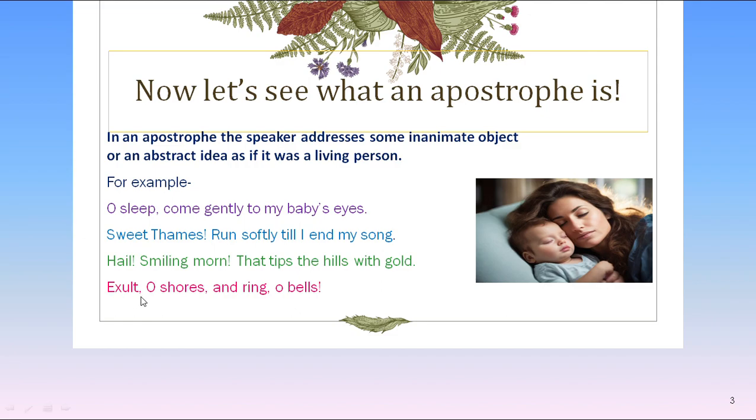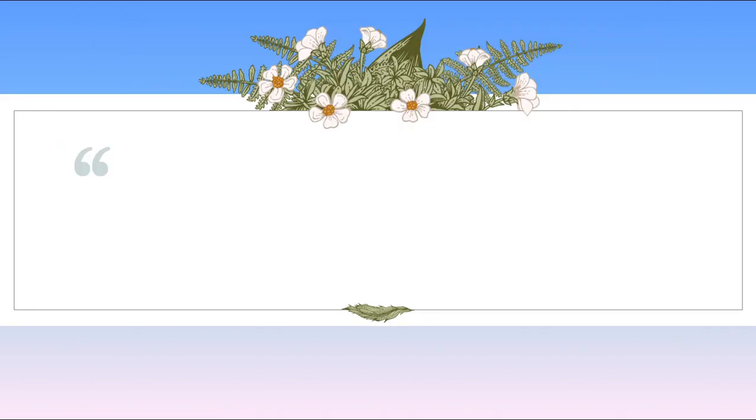The last sentence, "Exult, O shores, and ring, O bells." This line has been taken from "Captain, My Captain," that famous poem. So the poet is telling the shores to rejoice and the bells to ring, as if the shores and the bells will be able to hear him. He is treating or addressing the shores and bells as if they are humans. So in all these sentences, we see that non-living things or abstract ideas are being talked to, they are being addressed to. So that is apostrophe.